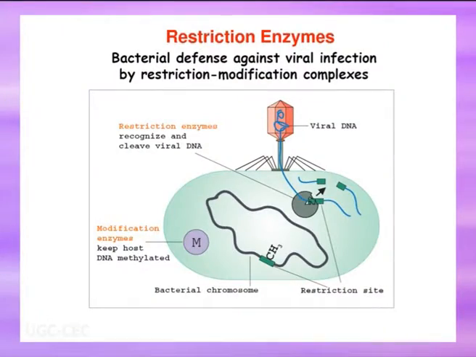While if there is any viral attack, then what will happen? Due to the viral attack, the bacteria is able to distinguish self DNA from non-self DNA. As a result, the restriction endonuclease in them cleaves the viral DNA, whereas it has no effect on its own DNA due to the presence of the methyl group. In this way, the restriction enzymes are able to protect their own DNA, whereas they are able to cleave or digest the foreign DNA material.